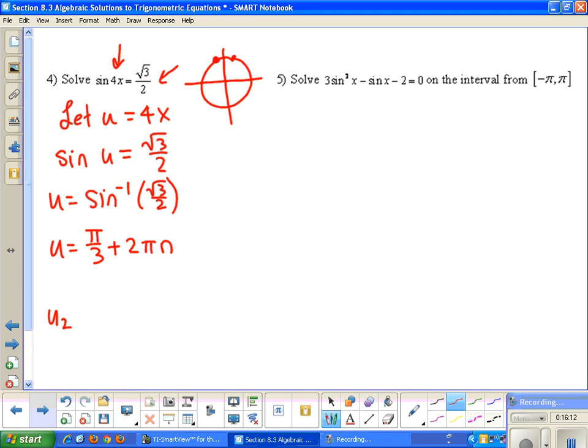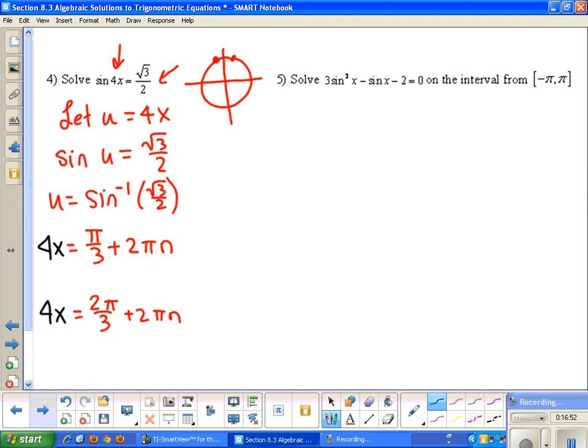And my second answer is pi minus that. So pi minus pi over 3, we need a common denominator, so this would be 3 pi over 3 minus pi over 3, which is where we get 2 pi over 3, and we should have already known that because it's on our unit circle. So 2 pi over 3 plus 2 pi n. Well, these aren't my answers. Why are these not my answers? Because I let u equal 4x in the beginning, so that means that I need to take out this u that we have right here, and I need to put back in what I substituted out. So I need to replace this with 4x, and then I need to solve for x.